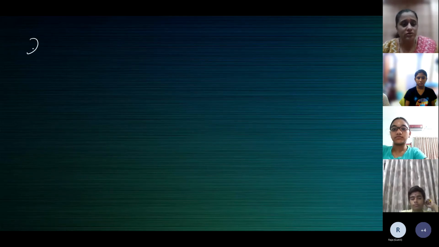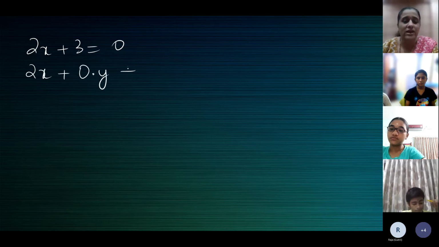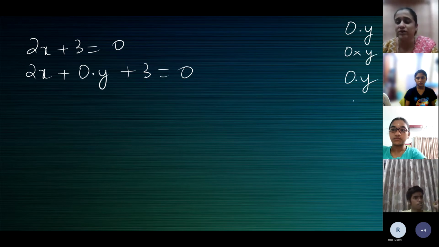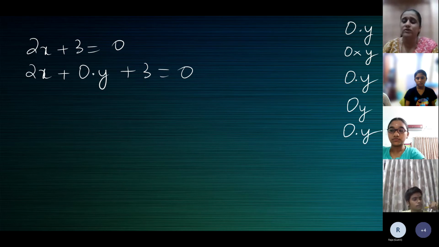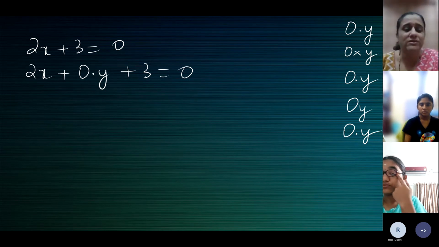So now the same equation 2x plus 3 is equal to 0, which is a linear equation in one variable x, can be treated as a linear equation in two variables x and y like this. This is not 0 point y, it is 0 into y. Instead of writing 0 into y like this, we write simply 0y. Don't read it as 0 point y, it's 0y, meaning 0 into y, which is 0. So 2x plus 0y plus 3 is equal to 0.